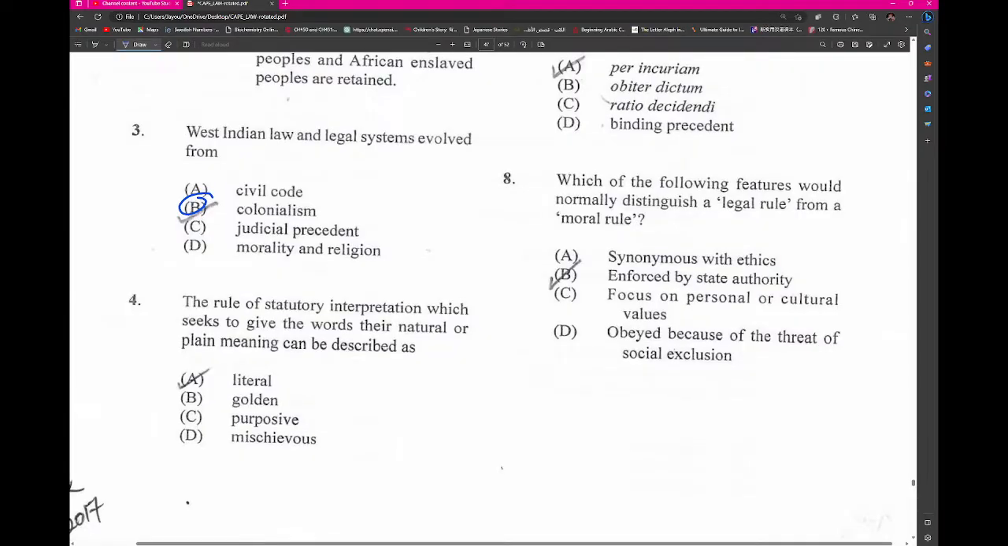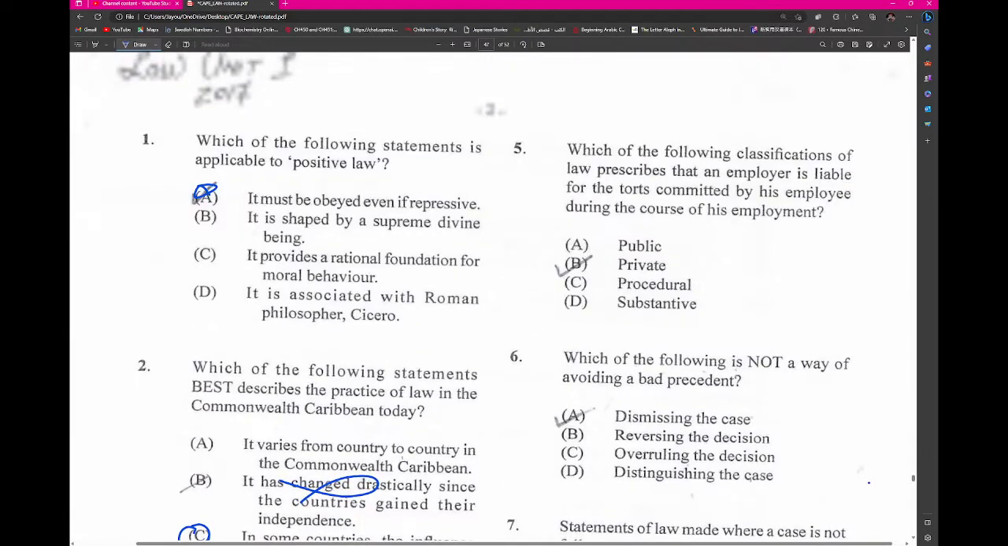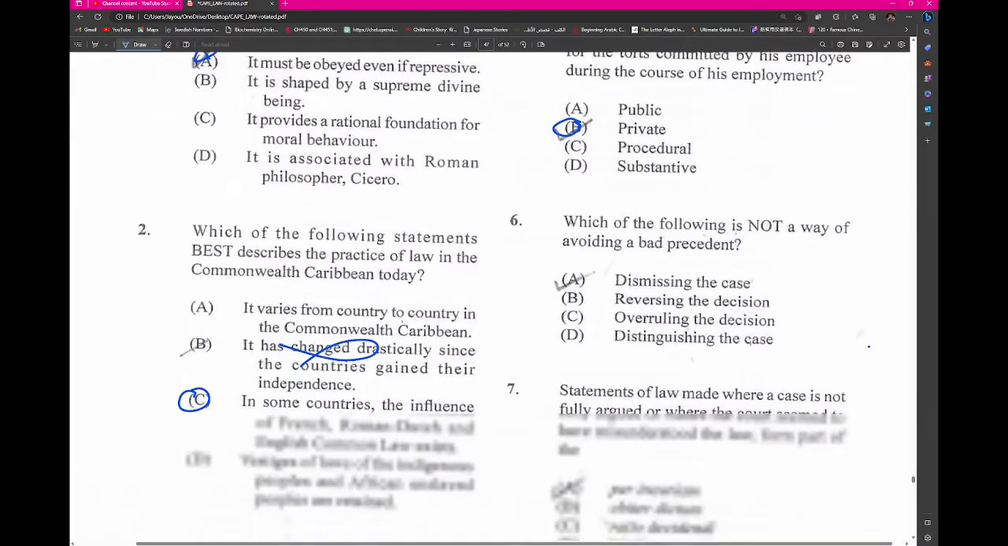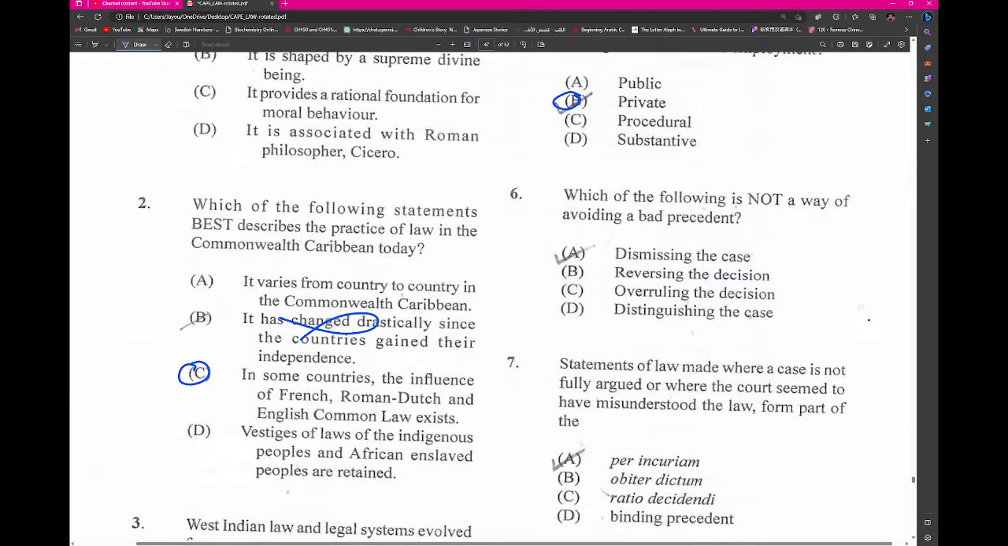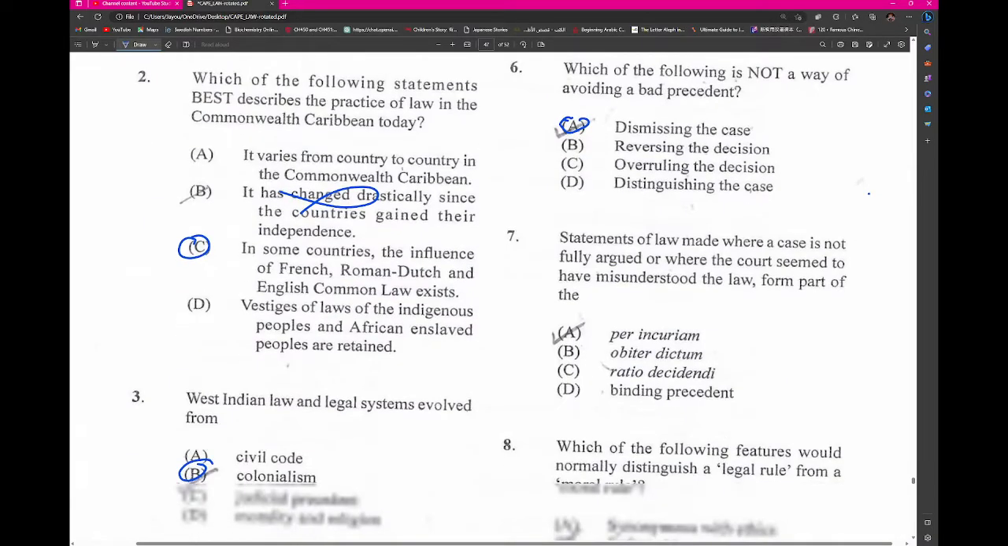The rule of statutory interpretation which seeks to give the words their natural or plain meaning, this would be the literal rule. Which of the following classifications of law prescribes that an employer and employee would be private? Which of the following is not a way of avoiding a bad precedent? Dismissing a case, reversing a case, distinguishing it. I think it would be dismissing the case.